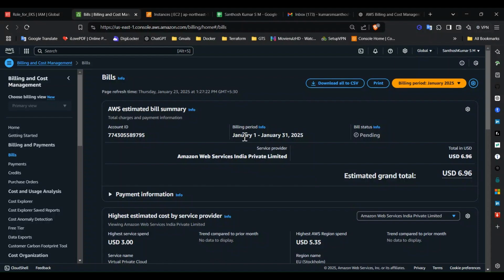So this is the tool provided by AWS, which will help you track and manage, and optimize your spending on AWS services.